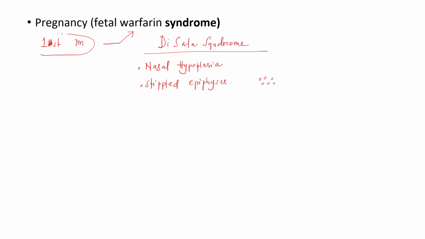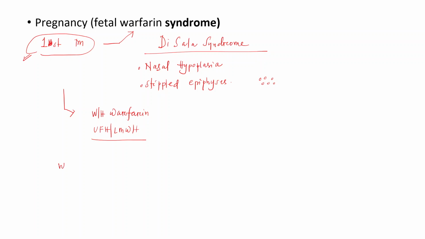I told you the higher risk is in the first trimester. As you increase the trimester, the risk of fetal warfarin syndrome reduces. That's why in pregnancy, we tend to withhold warfarin. So those patients who are on anticoagulant warfarin for a longer time, you have to stop warfarin during pregnancy, and instead of warfarin, you can give unfractionated heparin or low molecular weight heparin.